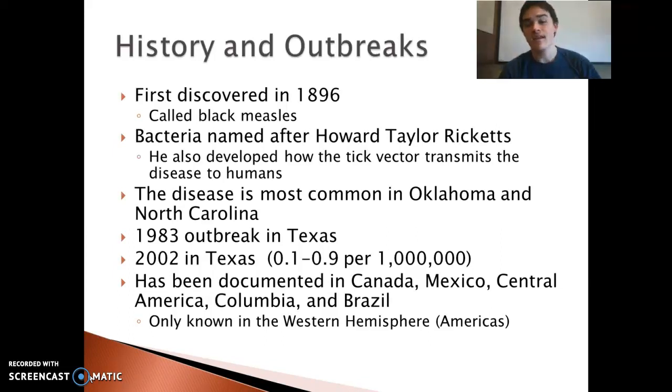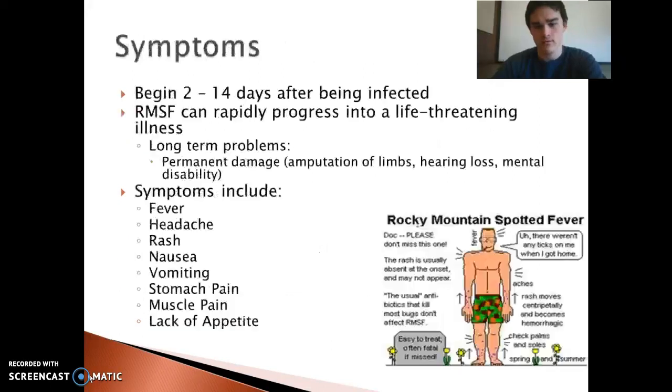Some basic outbreaks that have occurred were in 1983 in Texas, 2002 in Texas, and then in 1937, and in the early 2000s in Cordoba, Colombia, which is another area where the disease presents. The disease also doesn't go outside of the Western Hemisphere, so North America and South America is where it's usually found. However, other rickettsial diseases have been found on all continents across the world.